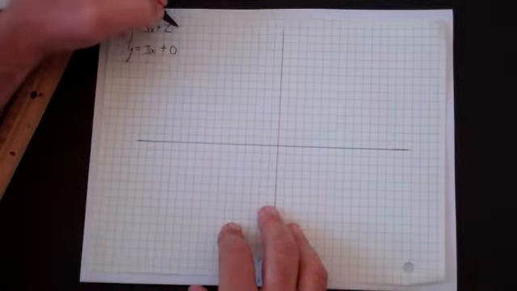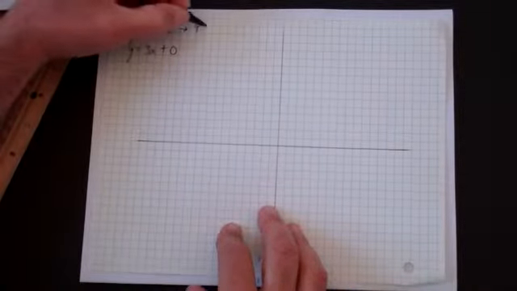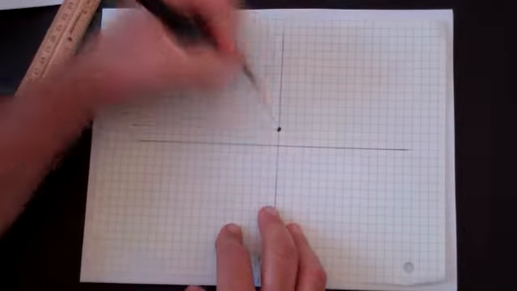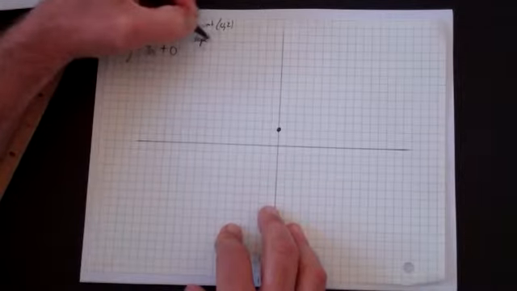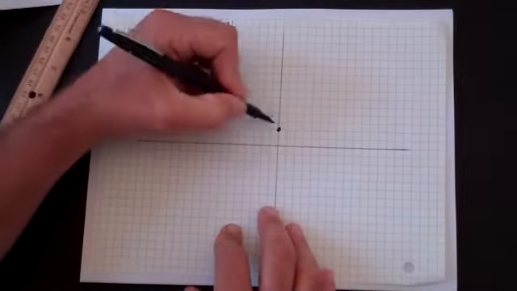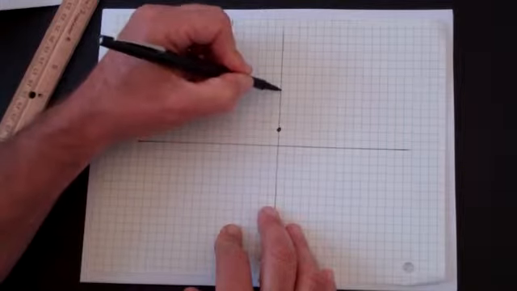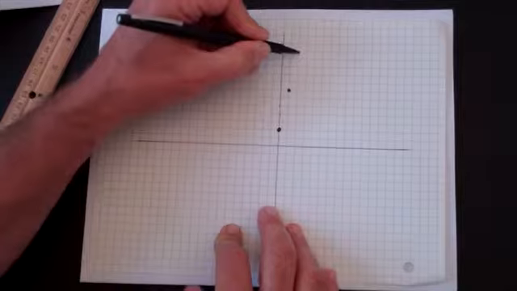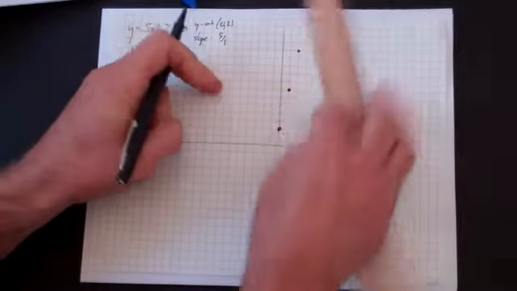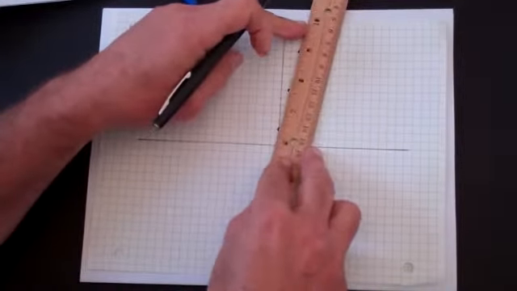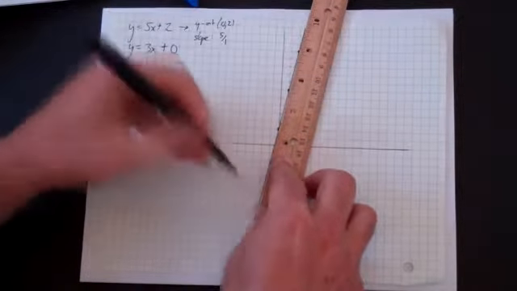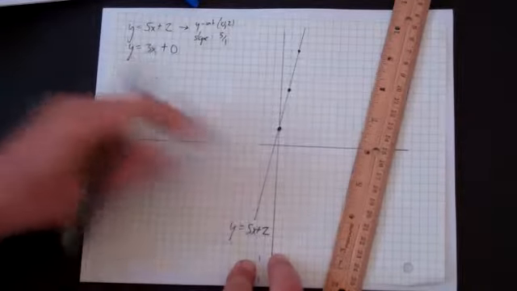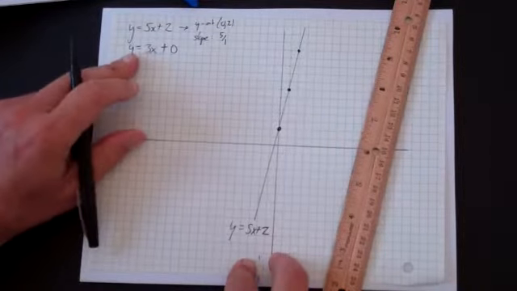For 5x plus 2, the y-intercept is 0, 2. Right there. The slope is 5, or 5 over 1. 1, 2, 3, 4, 5, over 1. So I'm going to graph these two lines. That's y is equal to 5x plus 2. After you graph the first line, you can graph the second line. It's y is equal to 3x.